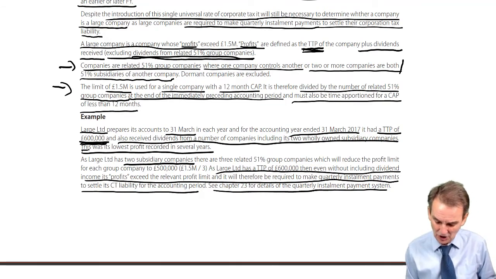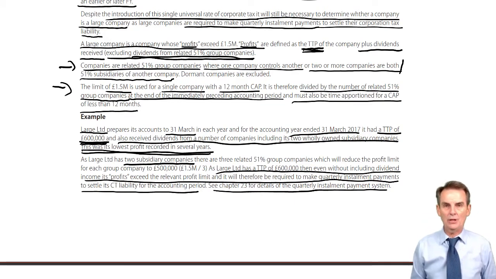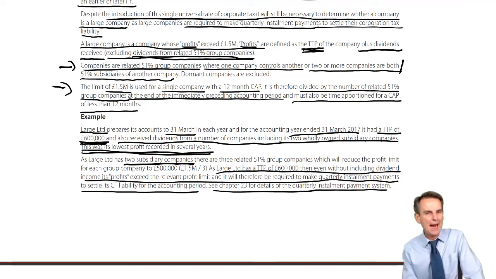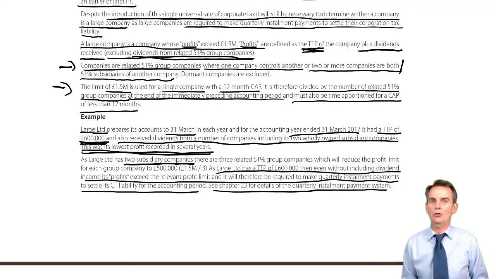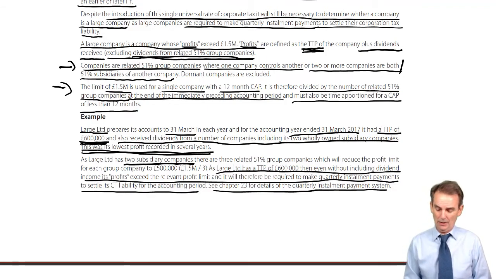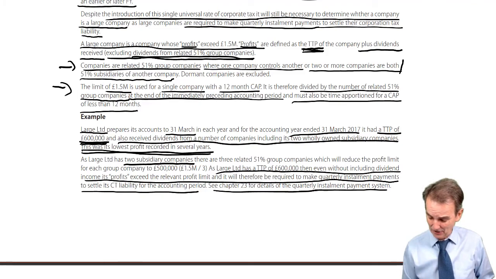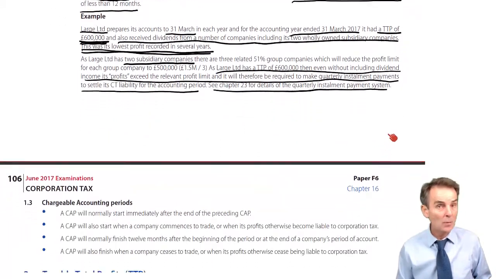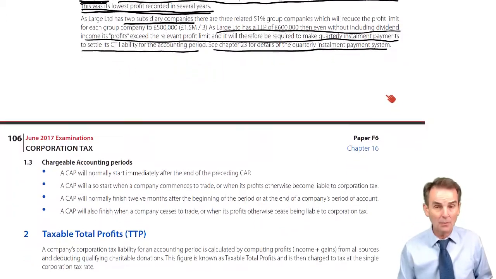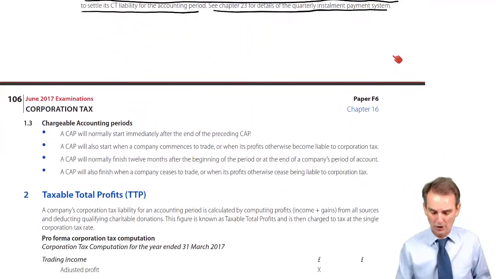Now, I said this was its lowest recorded profit in several years. As we will discover, depending on the level of profit made by the company in the previous period, and whether it was large or was not in the previous period, that will dictate whether in fact for this period, the period that we know is large, quarterly instalment payments are required. But the details of that, all the fun there, awaits us in Chapter 23 when we deal with the self-assessment system and administration system for corporation tax.